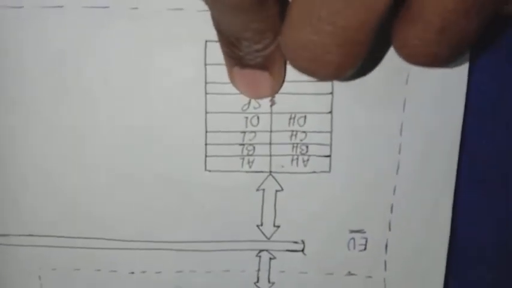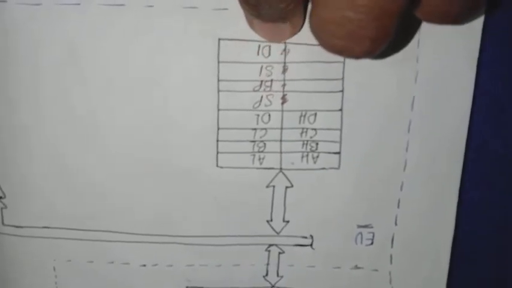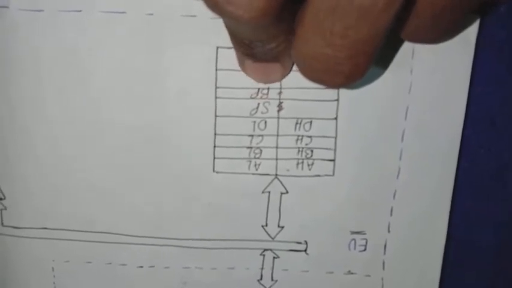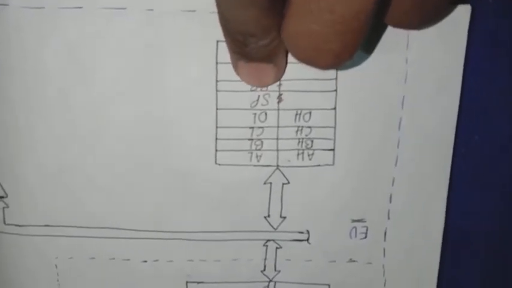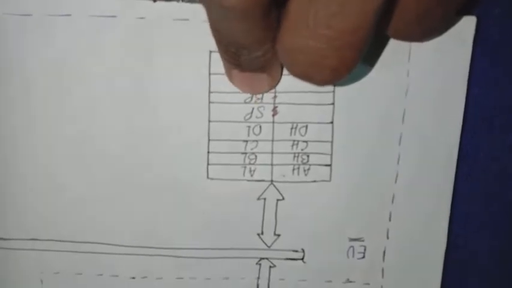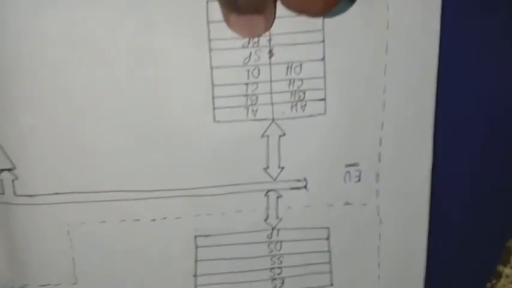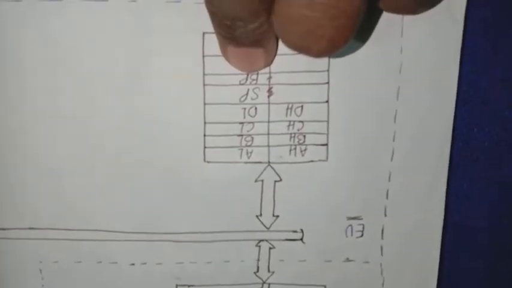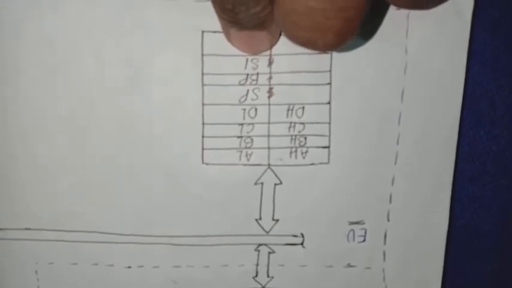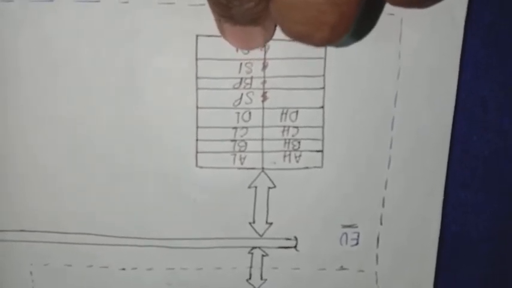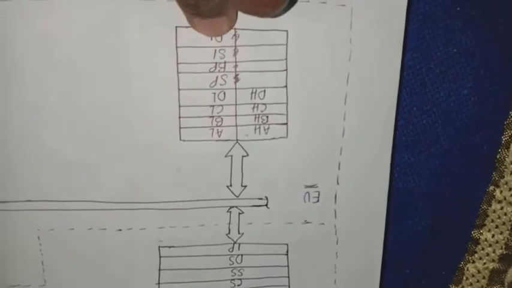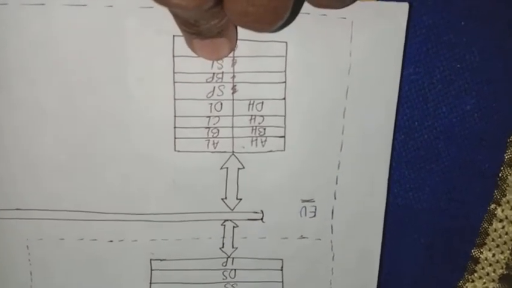And you can see here SP, BP, SI, DI, where SP is the stack pointer, BP is the base pointer, SI is the source index, and DI is the destination index. And these registers are the pointer and index registers.